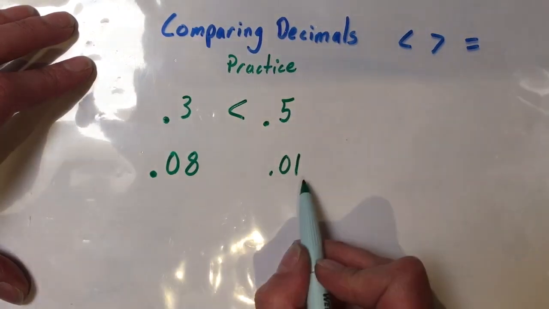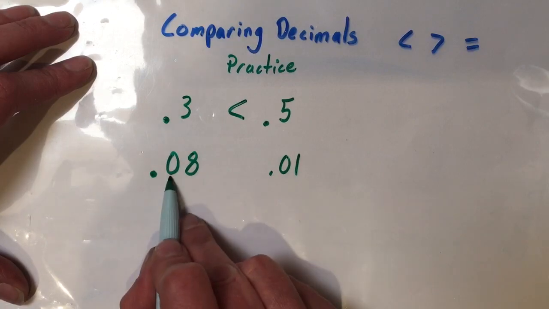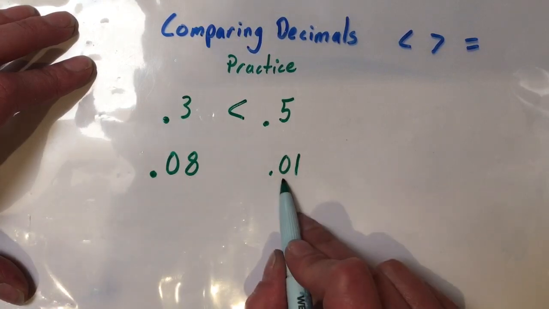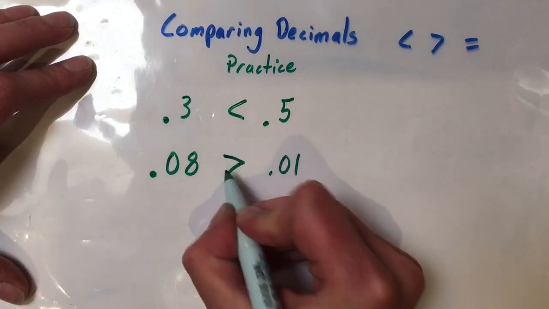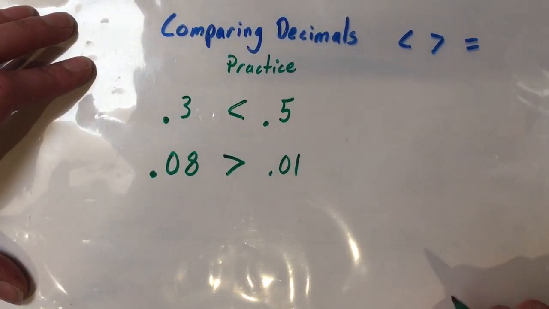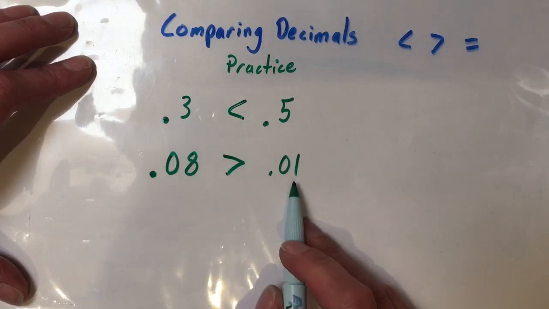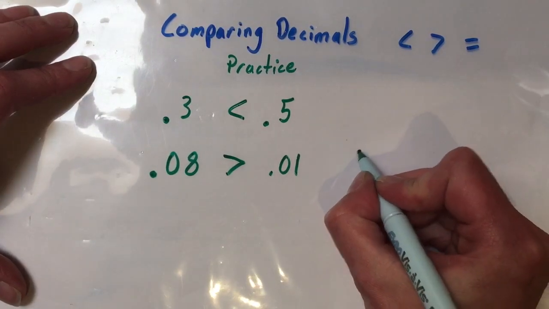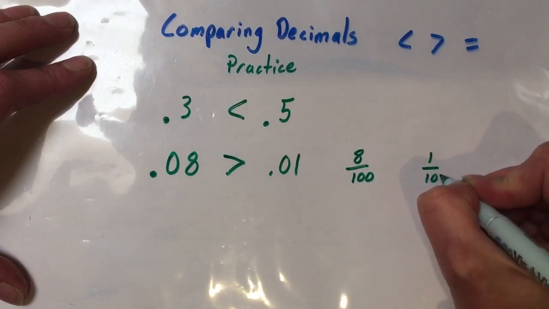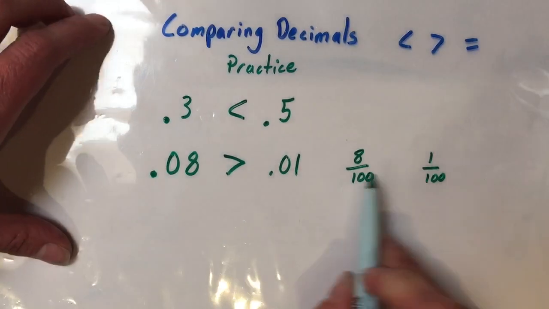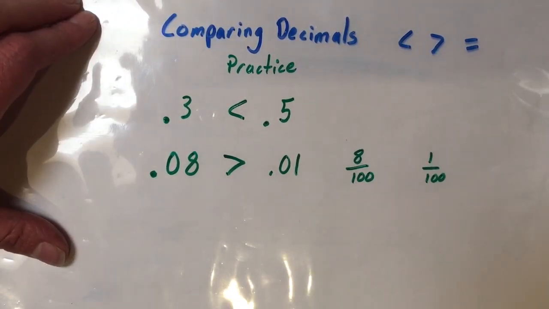Okay, so we have 8/100 or 1/100. They both have the same number of digits. We have a tenths place and a hundredths place. In this case, the 8/100 is bigger. That's the same thing as 8 pennies or 1 penny. If I were to write this as a fraction, I would have 8/100 or 1/100. Definitely 8/100 is more. I'd shade more of a fraction bar if I were doing that.